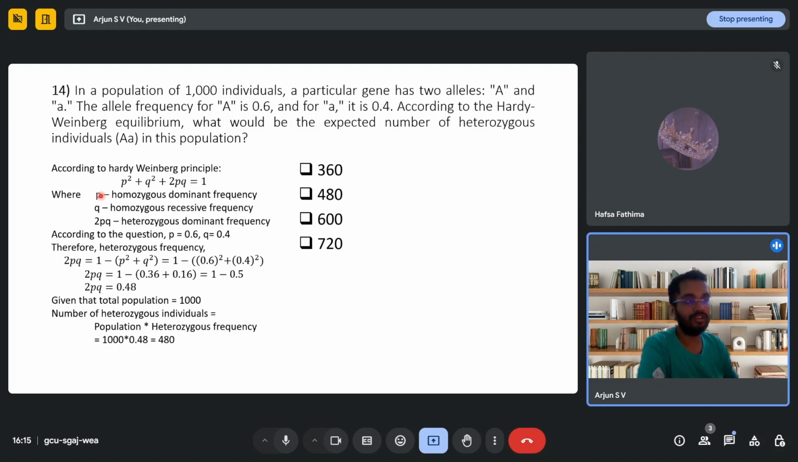So first, you have to find the frequency. The frequency 2pq will be 1 minus the sum of p square plus q square, which is equal to 0.48. After doing the calculation, you will find out that it is 0.48. So if the frequency is 0.48 in a population of 1000, then the number of individuals will be frequency into population, which is 1000 into 0.48, which is 480. So the correct answer will be 480 for this one.